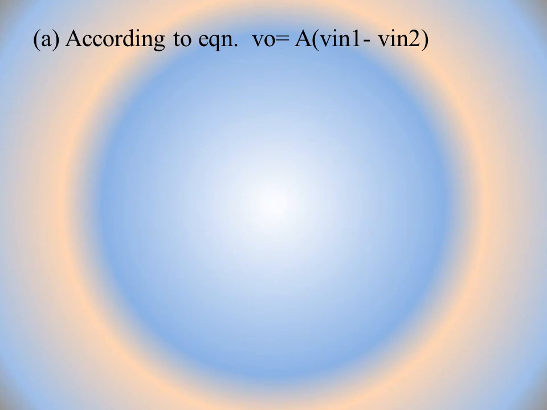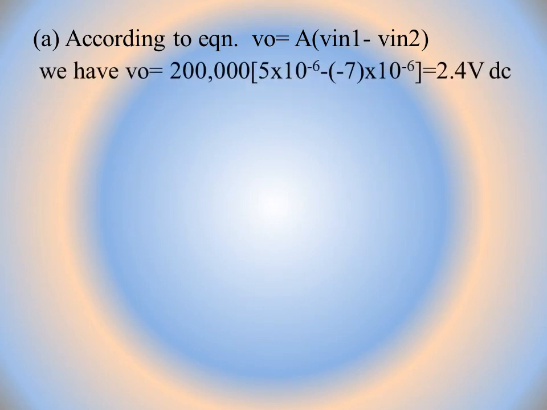So we know for a differential amplifier, the output voltage is V0 equals A times Vin1 minus Vin2. First we'll take the DC case. For DC, we had seen that Vin1 was 5 microvolt DC and Vin2 was minus 7 microvolt DC. So putting the respective values and solving it, we get 2.4 volt DC.